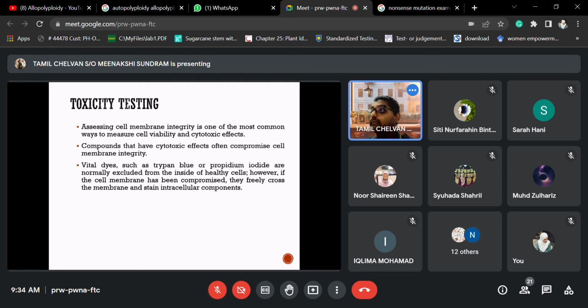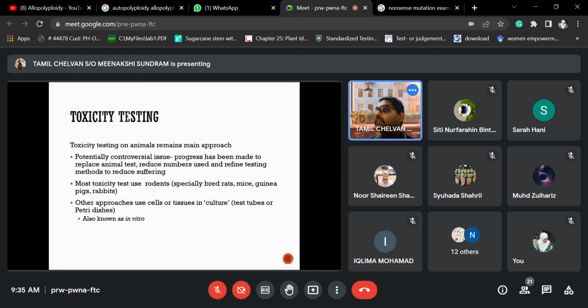Okay. Vital dyes, important dyes such as trypan blue or propidium iodide, are normally excluded from the inside of healthy cells. However, if the cell membrane has been compromised, they freely cross the membrane and stain the intracellular components. So these are kinds of dyes that you can use. Okay, later we'll check that.